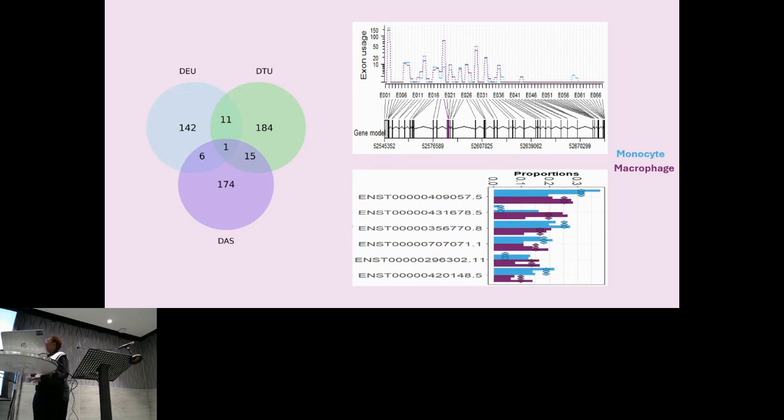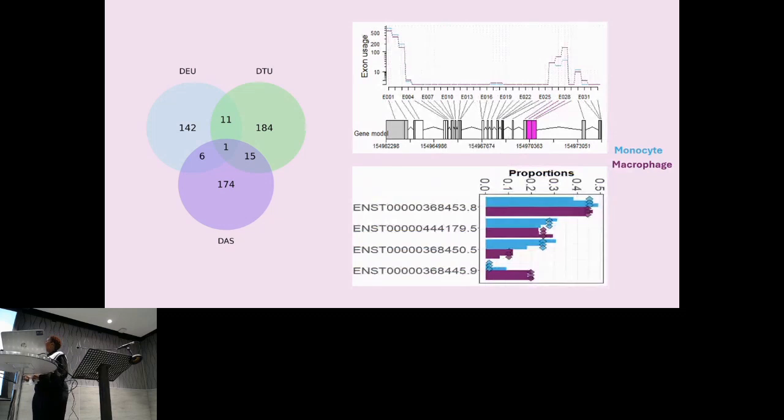Now, to look at a different part of this Venn diagram, we look at the overlap between DEU and DTU, which is absent in DAS, and this gene is the SHC1 gene, which is involved in pathways that are activated during differentiation, more importantly, monocyte-to-macrophage differentiation. Again, we see that these exonic parts are differentially used with higher usage in the macrophages, and that also has a similar effect on the isoform switches.